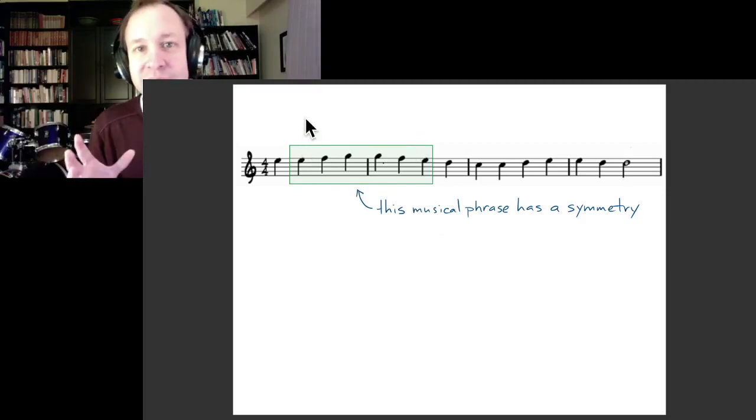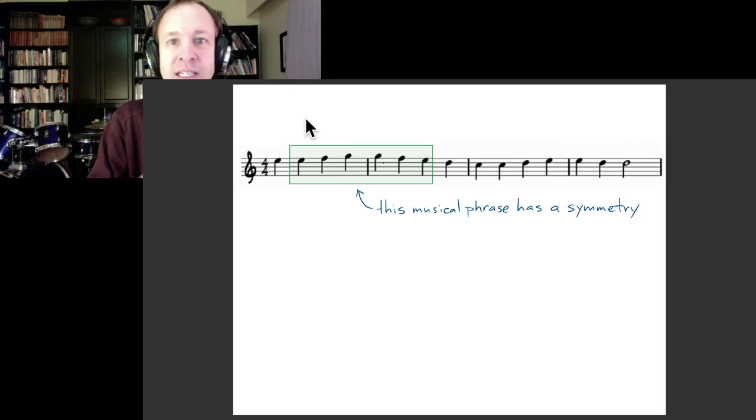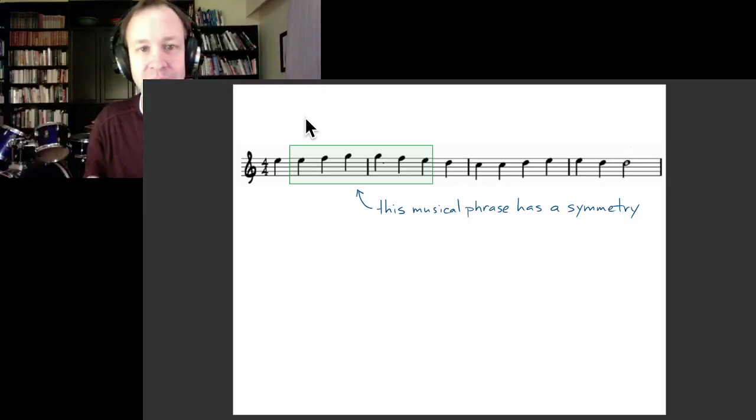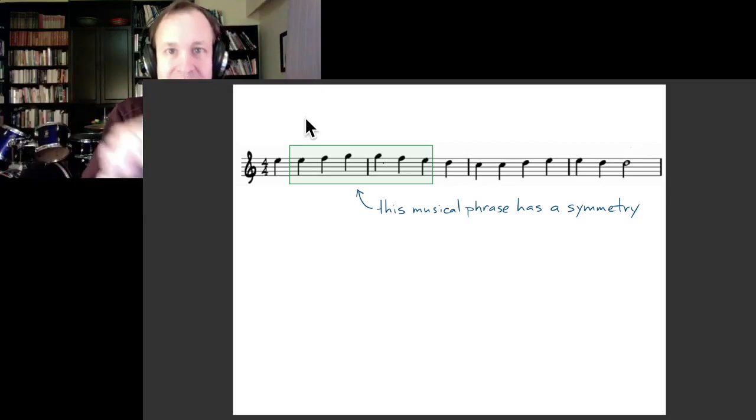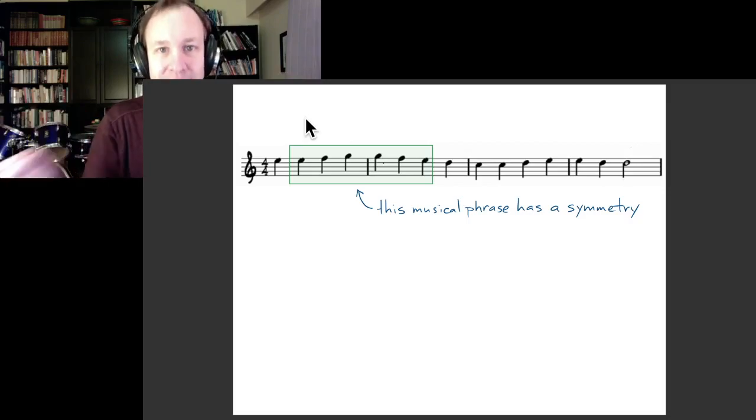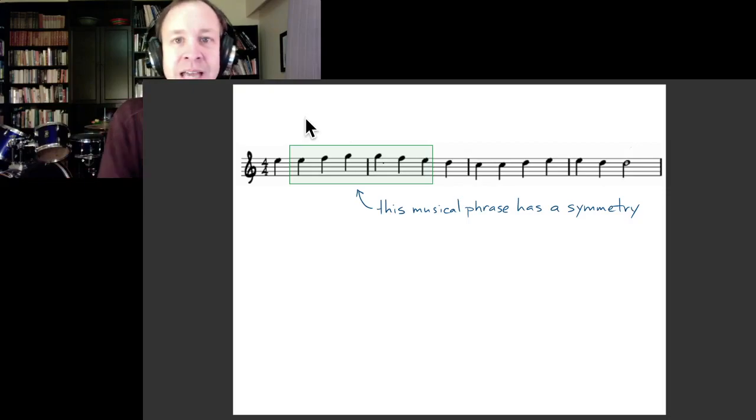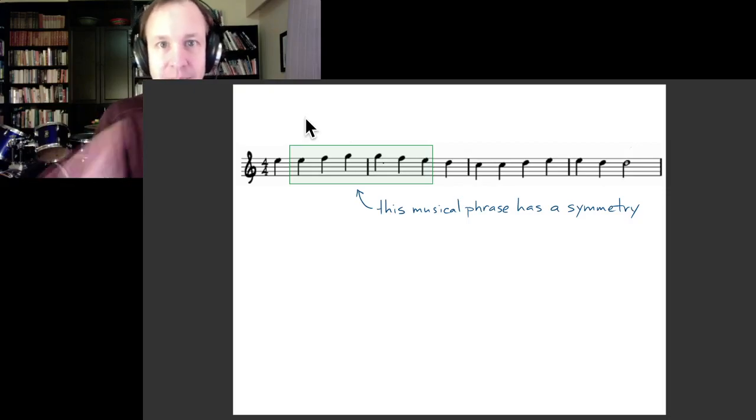What's interesting is that this is actually a symmetry in time, because the order of the notes in the musical notation corresponds to when they happen in time. So really what it is some kind of a time reversal symmetry. We could play those notes in the opposite order, and they would sound the same as if we played them in the original order.